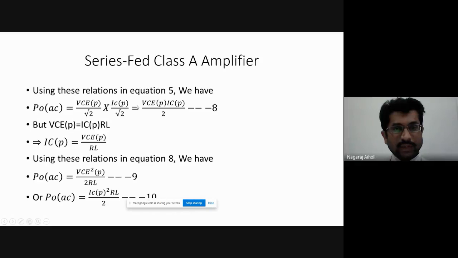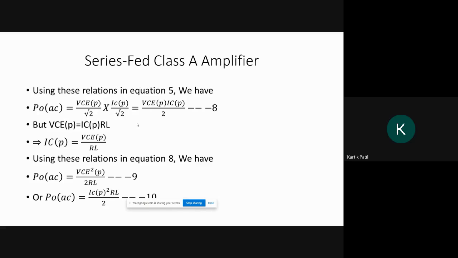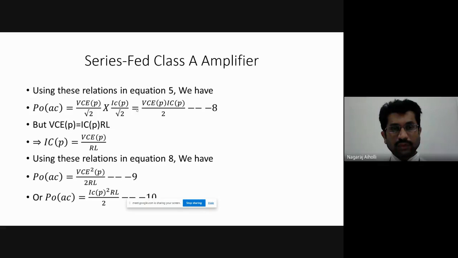That is VCE peak into IC peak in the numerator. In the denominator, root 2 into root 2. How much is root 2 into root 2? It is 2, because root 2 into root 2 is the square root of 4, and the square root of 4 is 2. So this will be equal to VCE peak into IC peak divided by 2. Take it as equation 8.